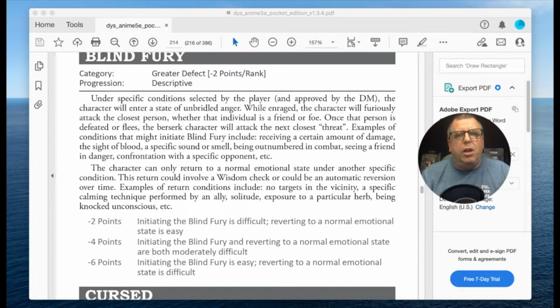-4, initiating the Blind Fury and reverting to a normal emotional state are both moderately difficult. And -6 points, initiating Blind Fury is easy. Reverting to a normal emotional state is difficult. So if you choose one of those particular levels, you're going to get that many discretionary points back to be able to use.